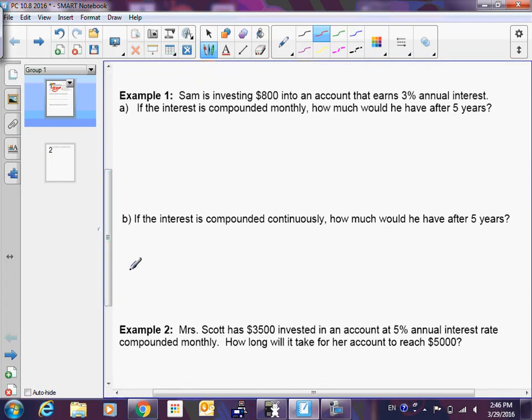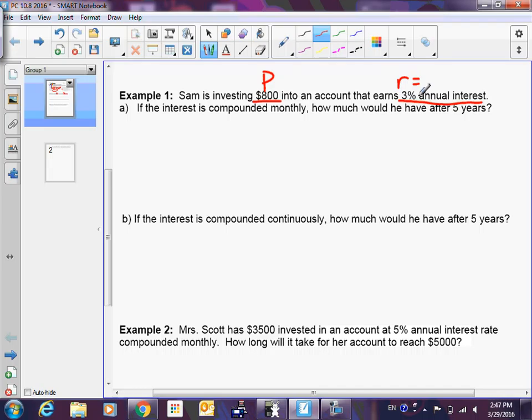So let's just go ahead and look at example 1. Sam. Well, there you go. We got 3 of them in here. So one of you is investing $800 into an account that earns 3% annual interest. Let's go ahead and start off with what we know. If $800 is invested, which of those letters represents $800? P. Good. So let's go ahead and write that above there. 3% annual interest. Annual just means per year.